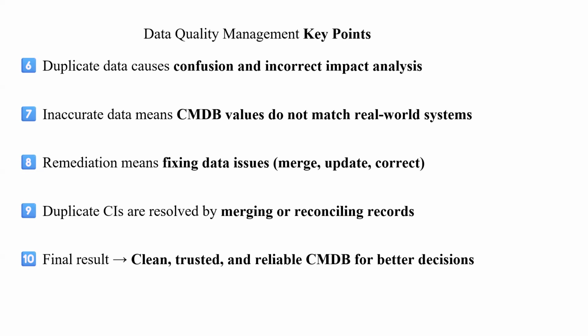Ninth one, duplicate CIs are resolved by merging or reconciling records. For example, the same server is created by discovery and also manually. So what do we need to do? We need to merge these into a single record. So in case of duplicate CIs, we should merge into a single CI. The final result is a clean, trusted, and reliable CMDB. It means there is no duplicate data, and it's accurate information, reliable for decision making and root cause analysis. So finally, a clean CMDB leads to better decisions.